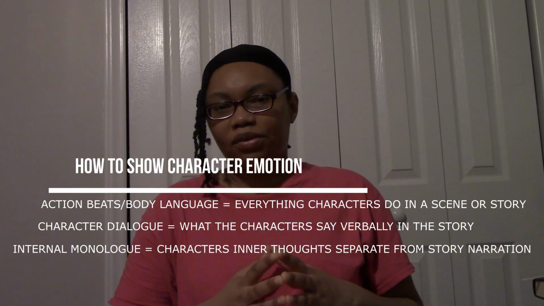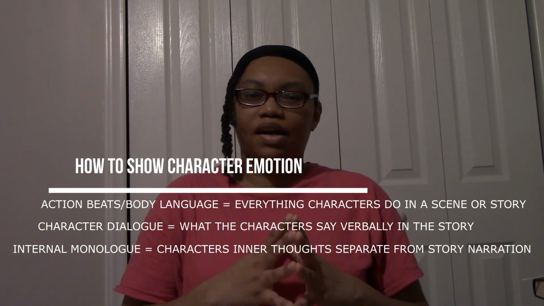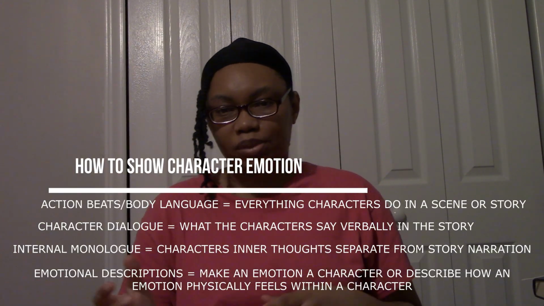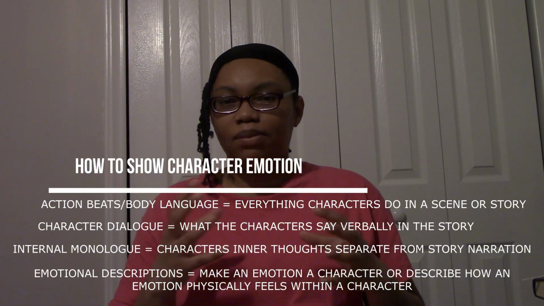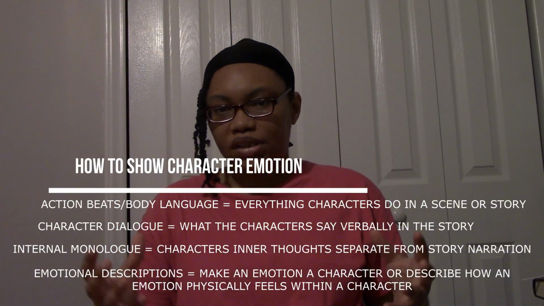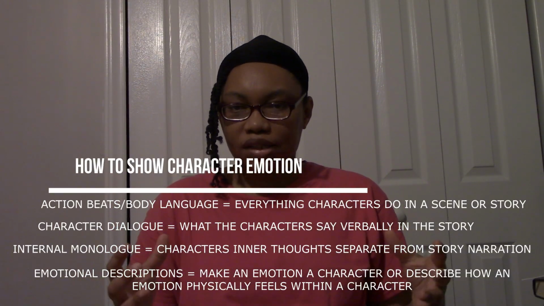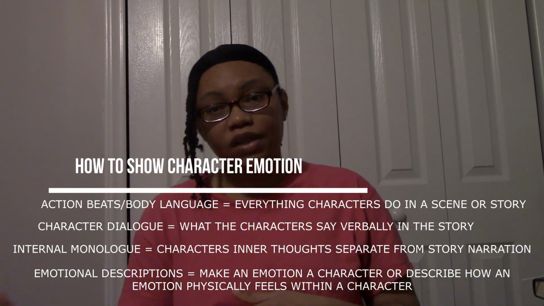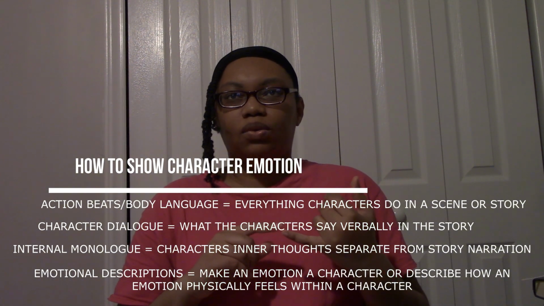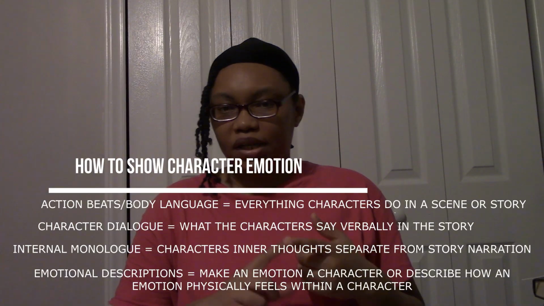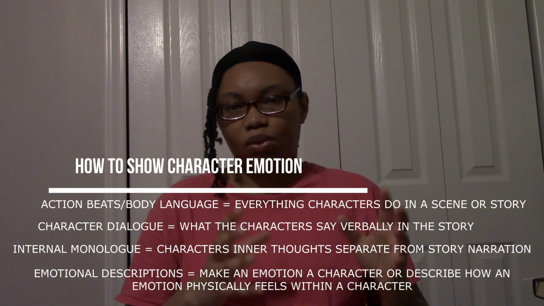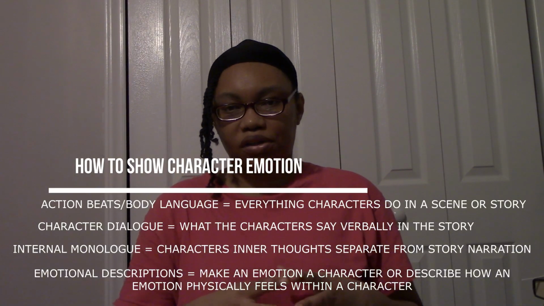And the fourth and final way that writers can do this is by emotional descriptions. This is where you actually make the emotion a character that a character is experiencing, or you describe the physical effects that a character is experiencing while they feel a particular emotion. For example, worry, fear, anger, happiness, you're describing how the emotion feels within the character, or you're making the emotion a character.